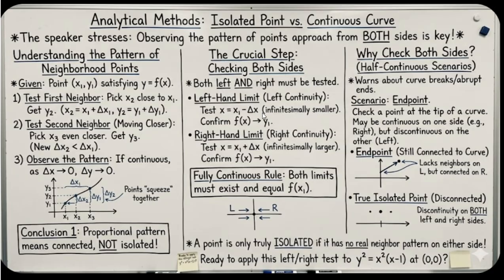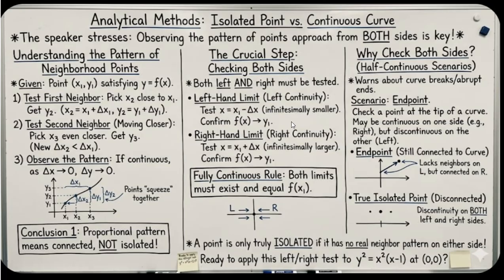As delta x tends to 0, what happens? x approaches x1. If f of x is very close, y is equal to f of x, we can say that whatever point you get, if it is close to y1, then on the left side, a closely associated point exists on the left side of x1, y1.